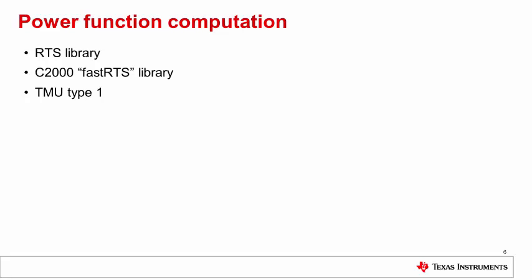Newer versions of the C2000 FastRTS library include support for the power function. This library computes a reduced precision result in a little over 100 cycles and can be executed on any C2000 device with an FPU32. The most cycle-efficient method is to use the new instructions in the Type 1 TMU, which allow both linear and nonlinear gains to be computed in just 15 cycles. Let's look at this last method in more detail.